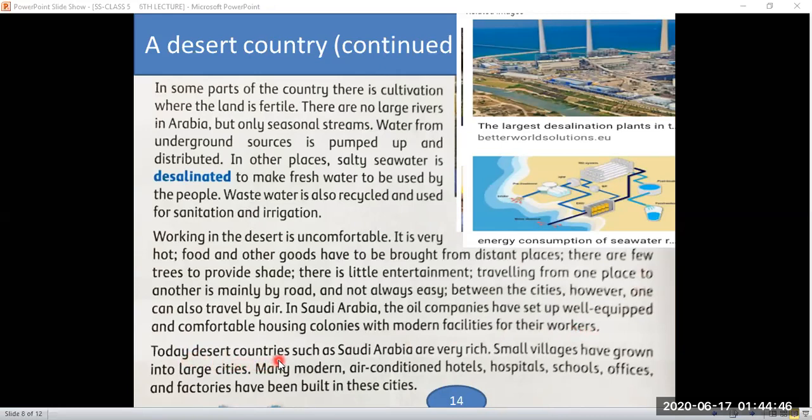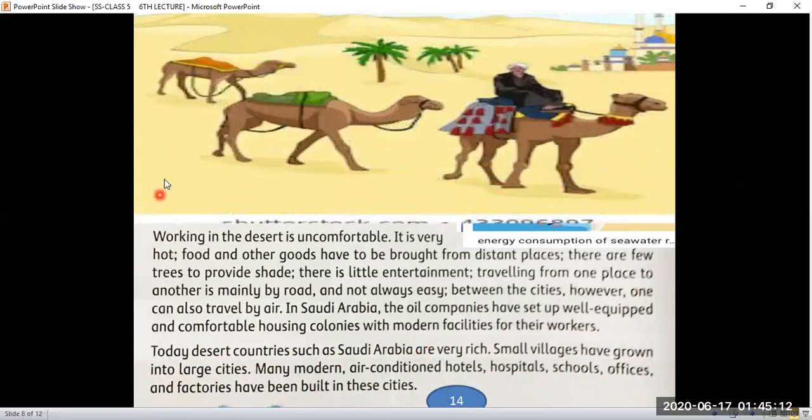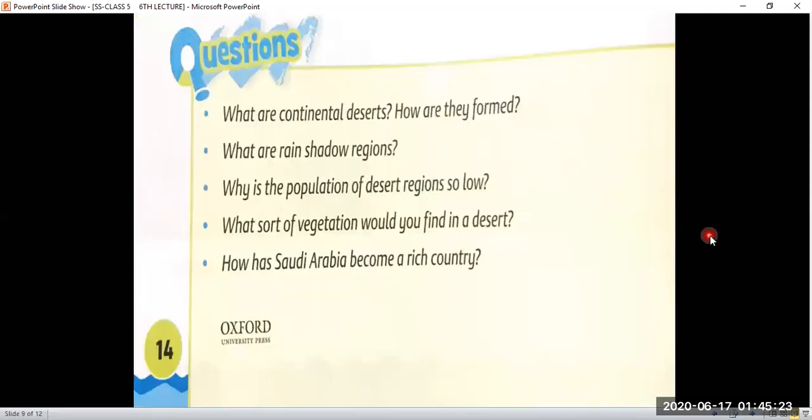Today, desert countries such as Saudi Arabia are very rich. Small villages have grown into large cities. Many modern air conditioned hotels, hospitals, schools, offices, and factories have been built in these cities. So, look at here, life in a desert is not very easy and it is very difficult. So, this is the end of our chapter number 3.